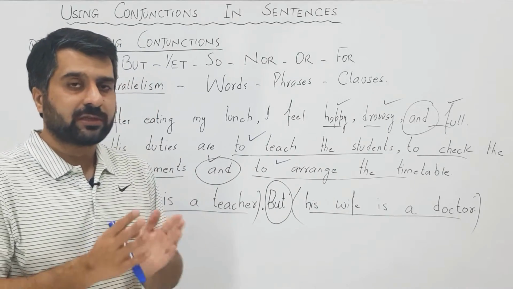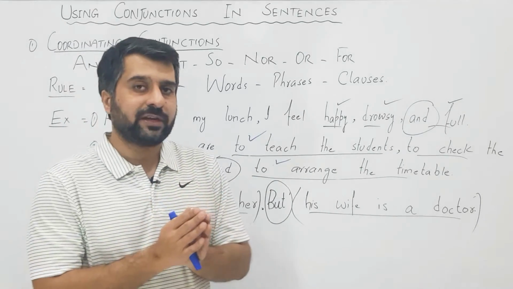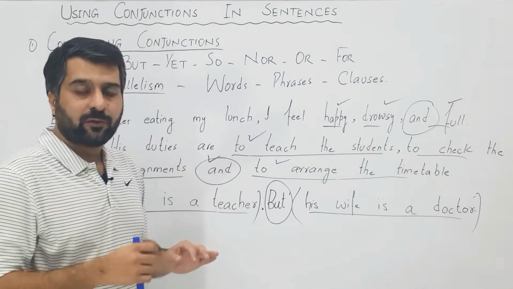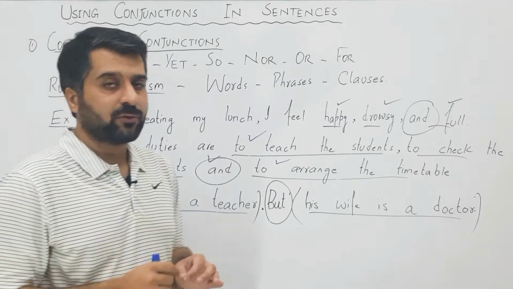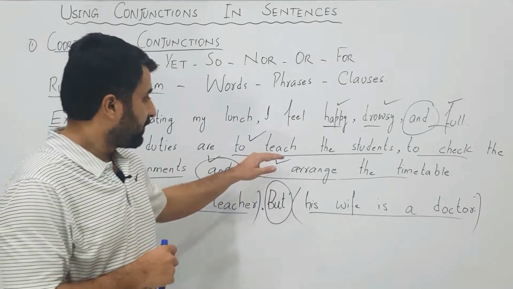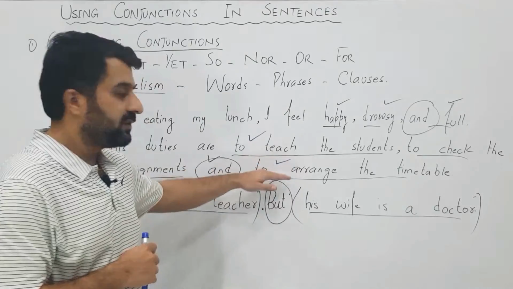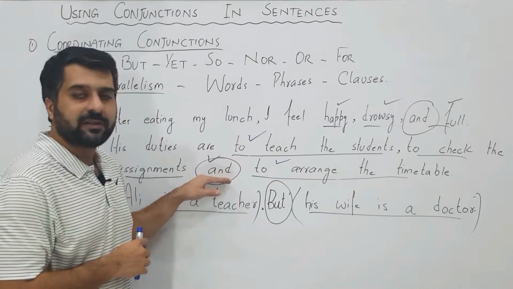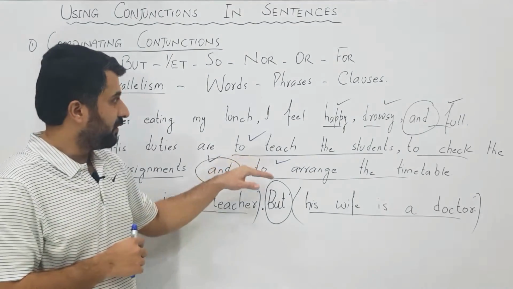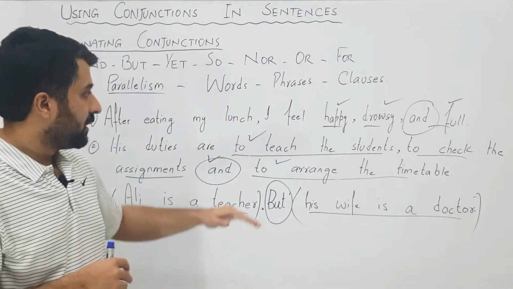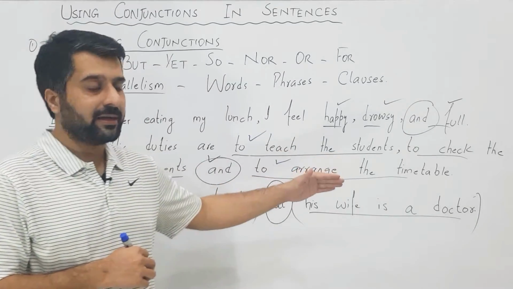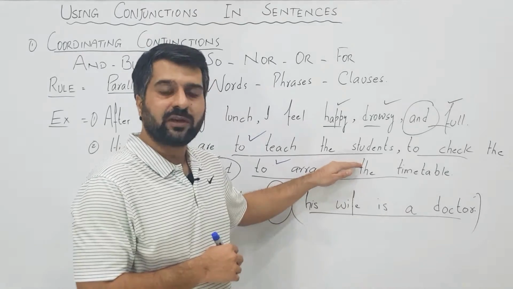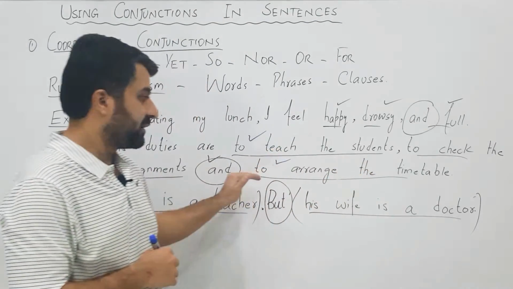You cannot join different phrases by using a coordinating conjunction. If you want to join phrases, you have to join similar phrases, phrases that have similar structure. These 3 phrases are infinitive phrases, and you have joined them with the help of this coordinating conjunction by following the rule of parallelism. So in the first sentence we have joined similar ideas, in the second sentence we have joined similar phrases with the help of a coordinating conjunction.